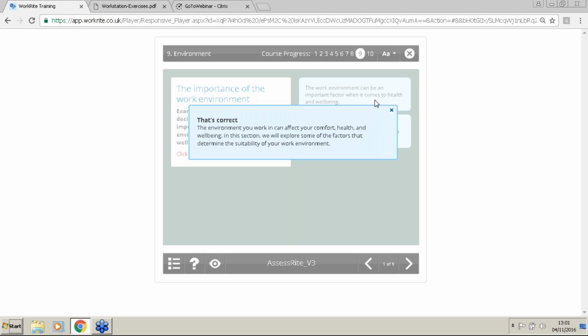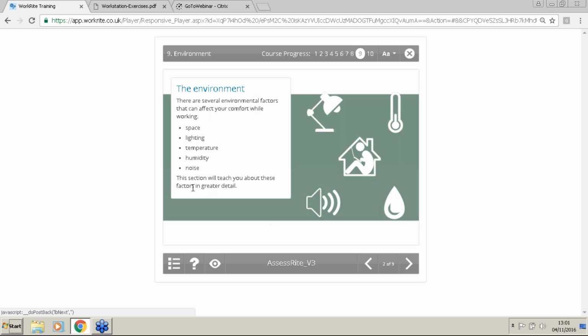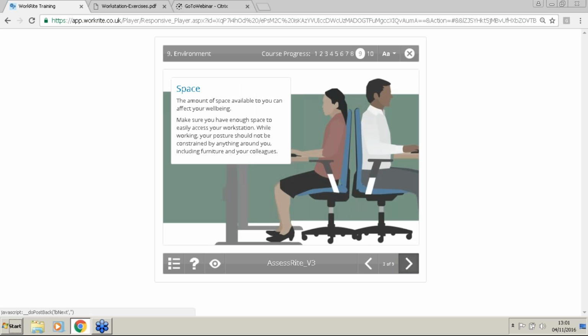I've read this course a few times. So in this section, we're going to explore some of the factors that determine the suitability of your work environment. And again, this is going in accordance with the HSE. There are several environmental factors that can affect your comfort while working. Space, lighting, temperature, humidity, noise. This section will teach you all about these factors in greater detail.